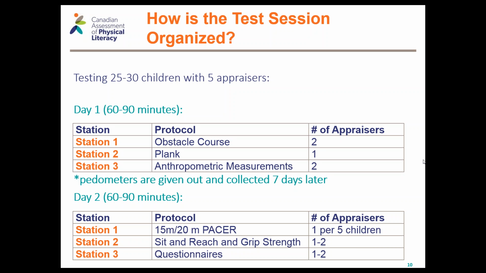Station 2, you'd have actually 2 protocols. So you'd have sit and reach and grip strength, and then you would need about 1 to 2 appraisers for that, just depending on how comfortable the assessors would feel. And then for station 3, it would be questionnaires. So this would again depend on how comfortable your appraisers were. 1 to 2 appraisers would be good for, let's say, 25 to 30 children, but if you have more, that's always best. That way you can give children a little bit more individual help and support.